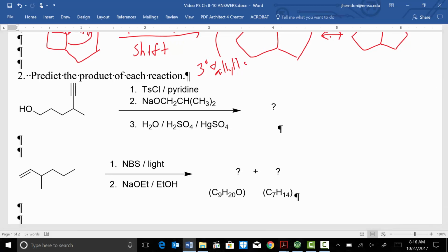Okay, so these are all like a series of 3 or 4 step problems here. We're going to predict the product of each reaction. All right, so let's look at this one first, and this one. Of course, in step 1, we're going to turn the alcohol into a leaving group, which is a good thing because you can see that the next reaction is a reaction with a nucleophile.